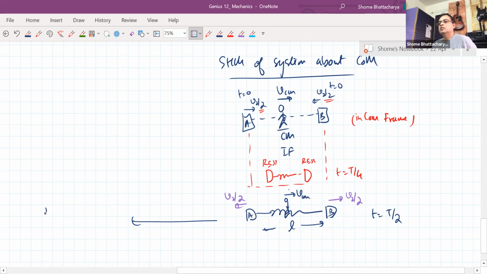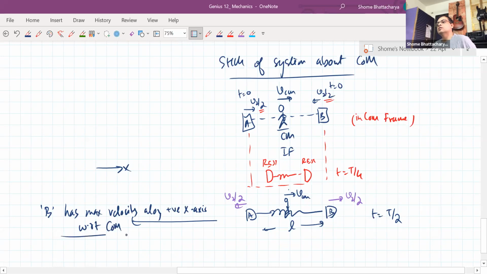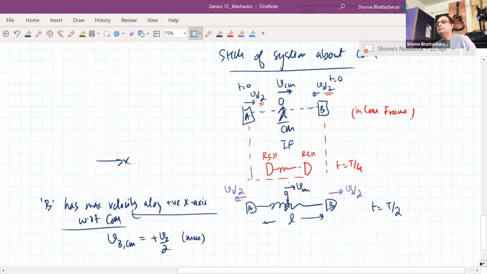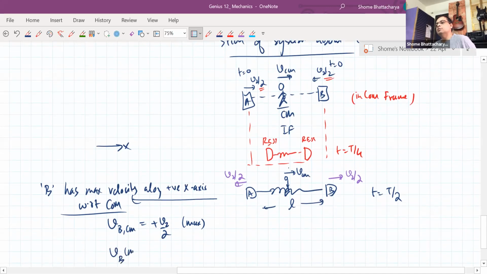In this third frame at this point of time, B has maximum velocity along the positive x-axis with respect to the center of mass. So V_B with respect to the center of mass is equal to positive V2 by 2, which is the maximum. That means V_B with respect to ground is also maximum now. And that is equal to how much? It is V_B with respect to the center of mass plus V_CM. That is a trick I can use here. So this is V2 by 2 plus V_CM itself, which was V2 by 2. So it will be V2.